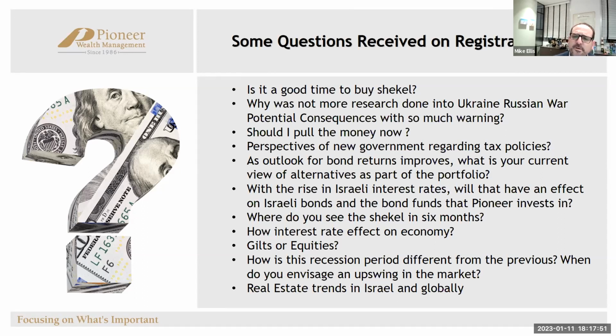As the outlook for bond returns improves, what is your current view of alternatives as part of the portfolio? Alternatives belong. They belonged before we had low interest rates, during low interest rates, and after. The primary advantage of alternatives is the low correlation with the liquid market. So if you've got alternatives in your portfolio, then on a portfolio view, you've reduced your overall portfolio risk. When bond returns were super low, it made sense to have more alternatives, if you could handle the relative complexity of alternatives, the limited liquidity, et cetera.